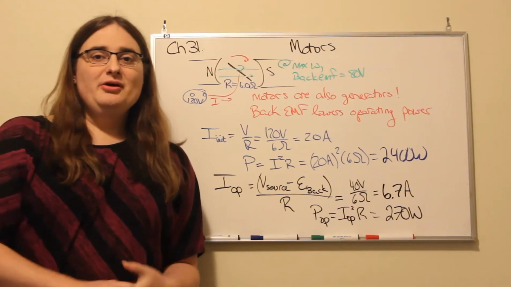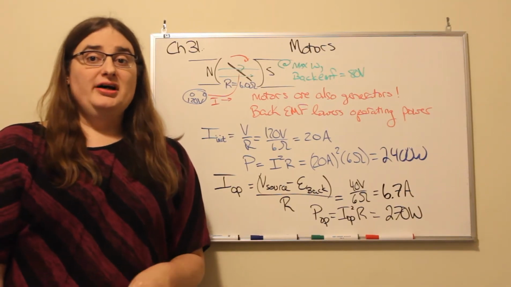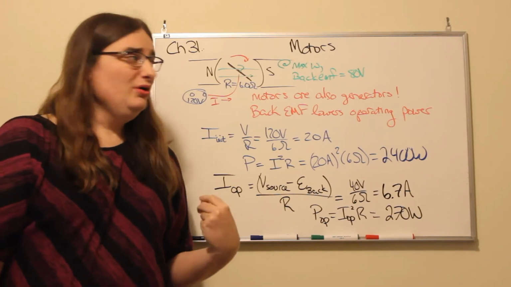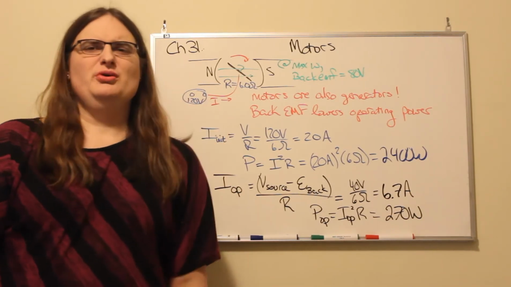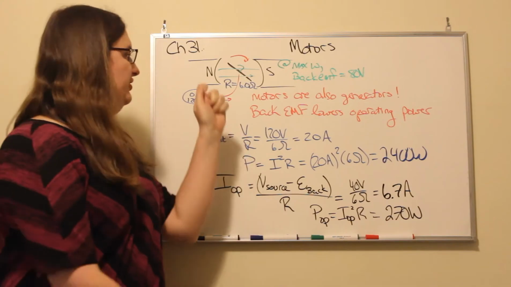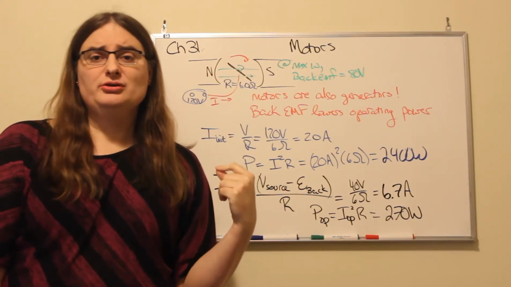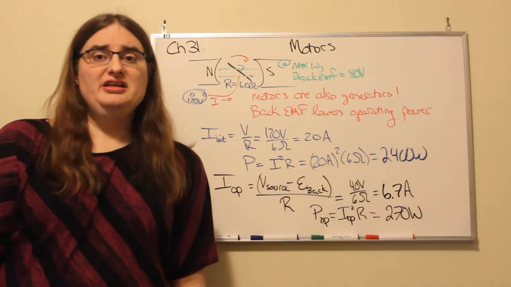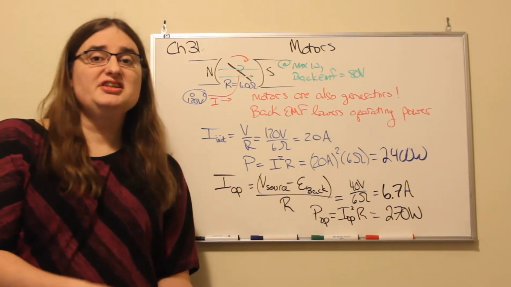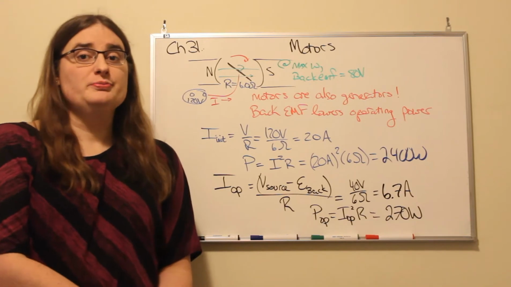Hi, in this video I want to talk about the operation of a motor. And a motor is almost the reverse of a generator. So with a generator, you spin a loop of wire in a permanent magnetic field and you generate an EMF because of the constantly changing magnetic flux through that loop.